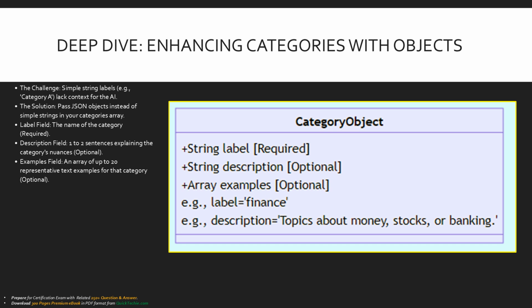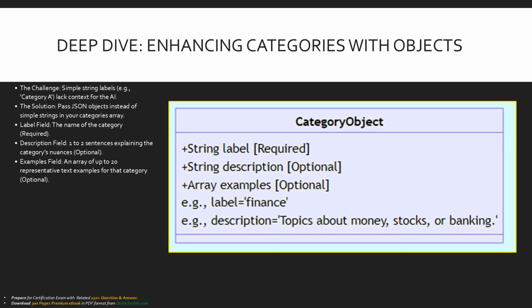For even higher accuracy, you can include an examples field. This takes an array of up to 20 text snippets that perfectly represent the category. This technique is known as few-shot prompting, and it drastically improves classification accuracy for highly nuanced, domain-specific text.